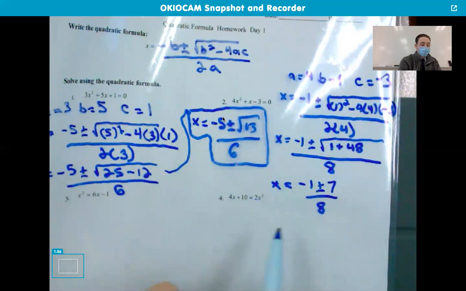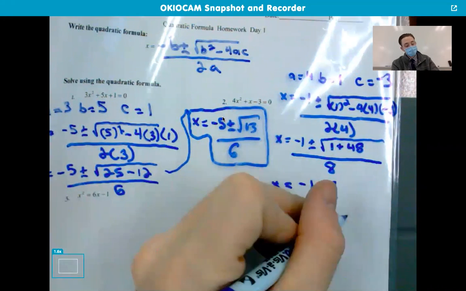Okay. What do I have to do from here? So I have x equals negative 1 plus or minus 7 over 8. I don't have a square root in my answer anymore, so I can't just leave it as this. What do I need to do? You have to split it up. Just split it up. Good.